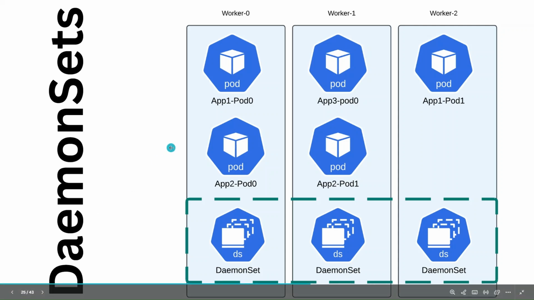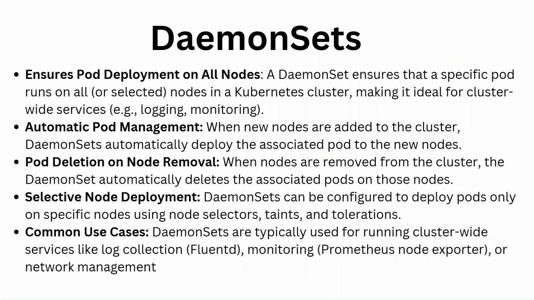DaemonSets. A daemon set ensures that the specific pod runs in all or selected nodes in the cluster. So daemon set is an example of a deployment where you want to run a particular service or a pod on every node or a group of nodes.